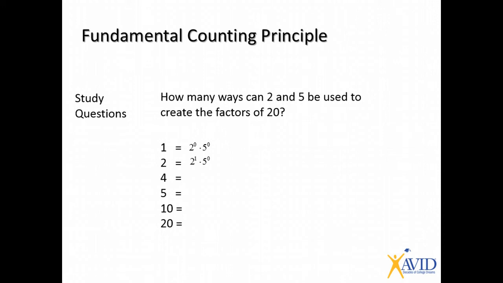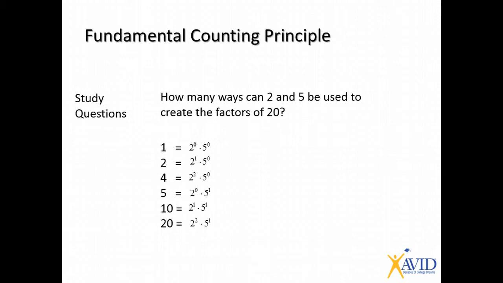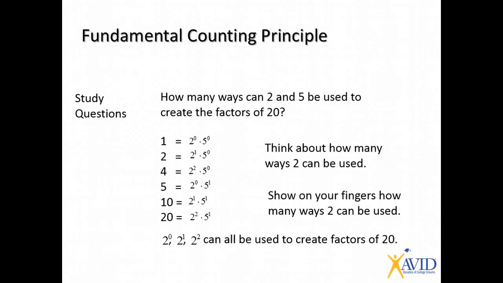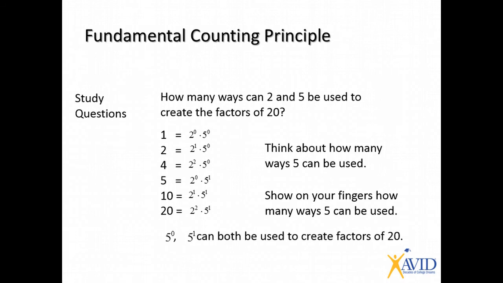Okay, now pause the tape and finish the rest of the examples for 4, 5, 10, and 20. Okay, now you can check your work to make sure you got the right answers. So now we're going to see how 2 is used. If you notice the 2 to the 0 power, 2 to the 1 power, and 2 squared, so 2 can be used 3 separate ways. Okay, 5 can be used 2 separate ways: 5 to the 0 power and 5 to the 1 power.